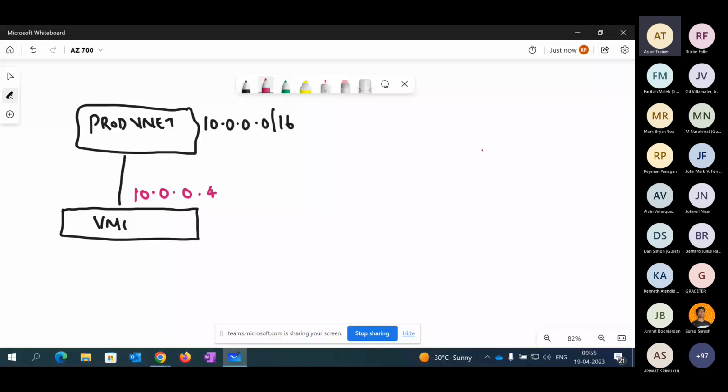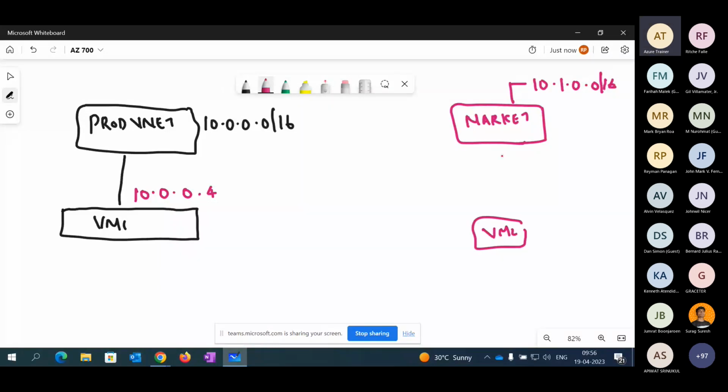Let me ask you one more question here. If I'm creating another VNet, let's say it's market, and the IP address range I'm giving is 10.1.0.0/16, and I'm attaching VM2 here, what will be the IP address my computer is getting? Can you comment it on the chat?